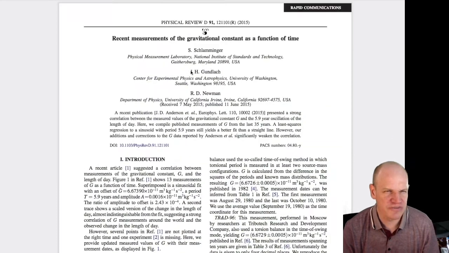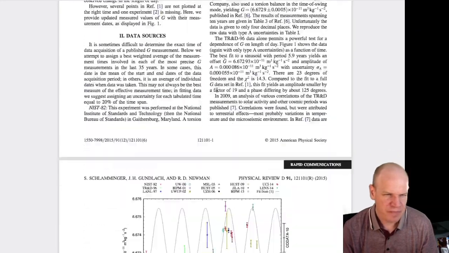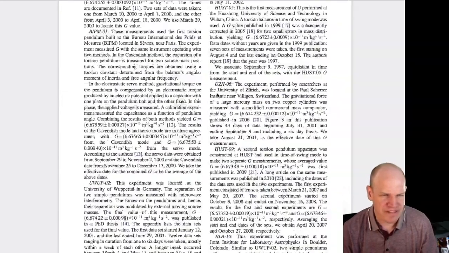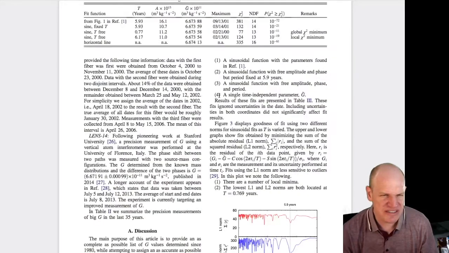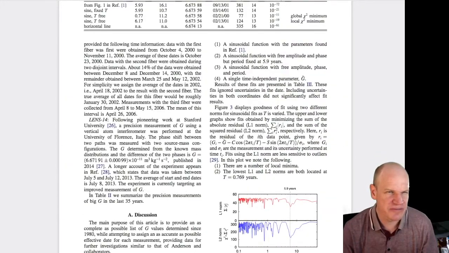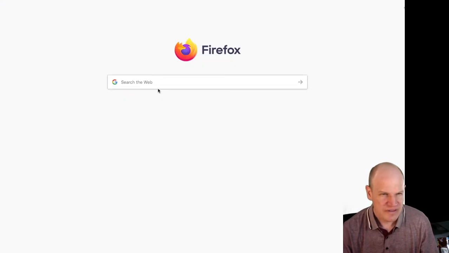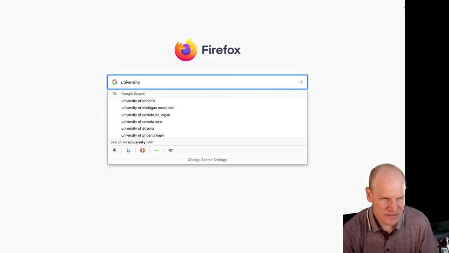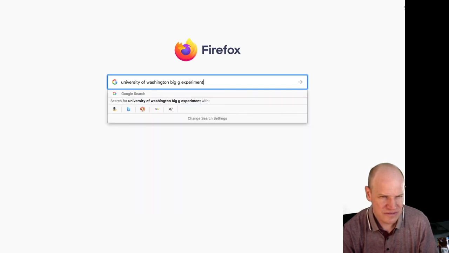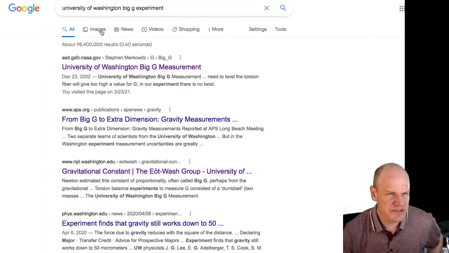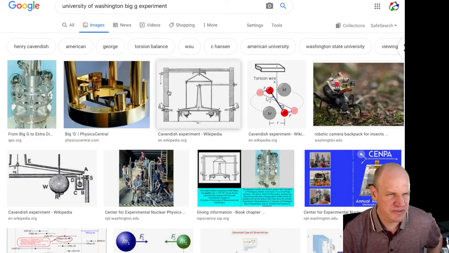So this is from the University of Washington group. That's where I went to school, for graduate school, and I collaborated with Riley Newman on a different experiment. If we take a look, it doesn't look like it shows it here, so let me go back to University of Washington. See an image of the big G measurement at the University of Washington.